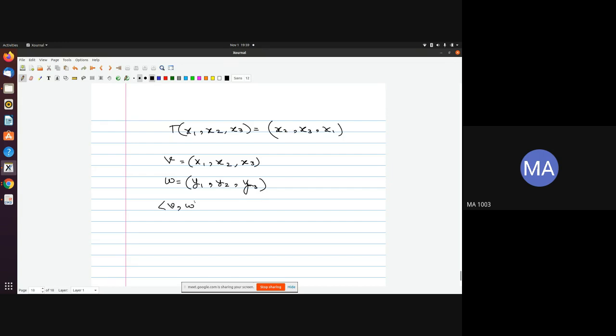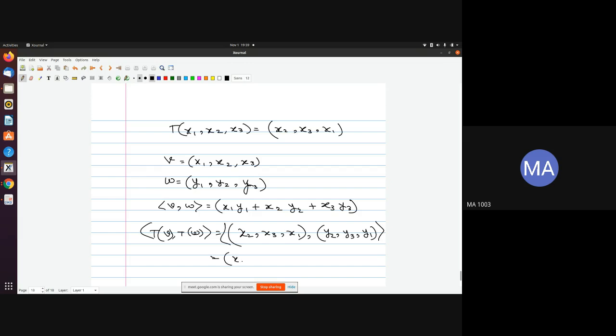Okay. So what is the inner product of v and w? This is x1 y1 plus x2 y2 plus x3 y3, right, with the usual dot product. And what is the inner product of Tv and Tw? So Tv is basically x2, x3, x1, and Tw is basically y2, y3, y1, right? The inner product of this, and as you can see, this is the same thing. We are getting the same thing. So T is indeed an orthogonal linear transformation.